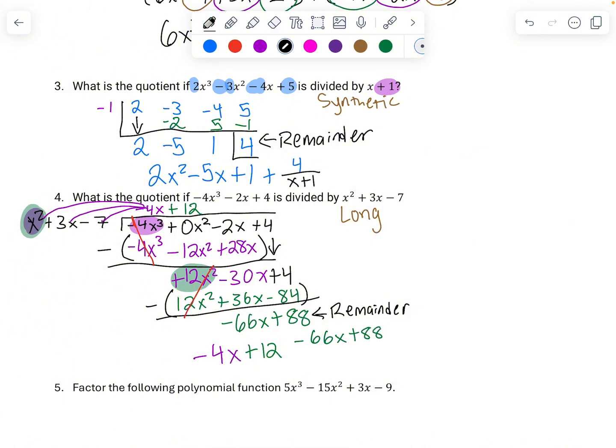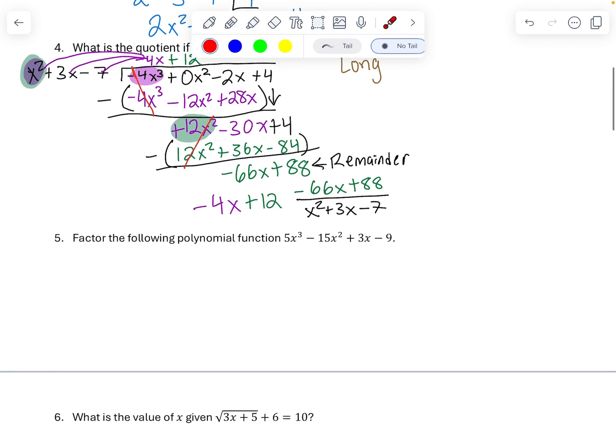Now our remainder, just like with synthetic division, we're going to divide it by whatever our divisor was. So x squared plus 3x minus 7. This is what we had left over, okay? So we have to divide it by whatever we were dividing by, okay? And that's it. That's how long division works. Again, this sucks. It's really long. I apologize. That's just the nature of the beast, okay? All right. So that is division.